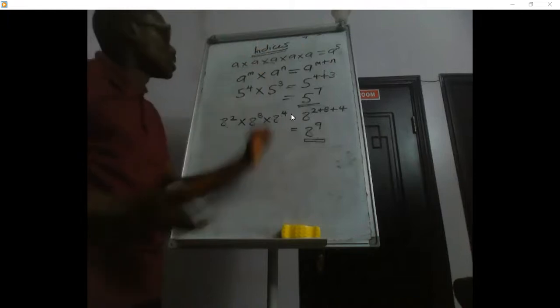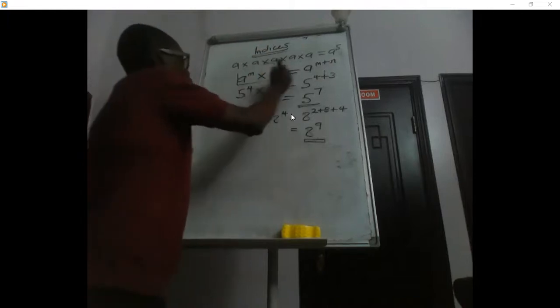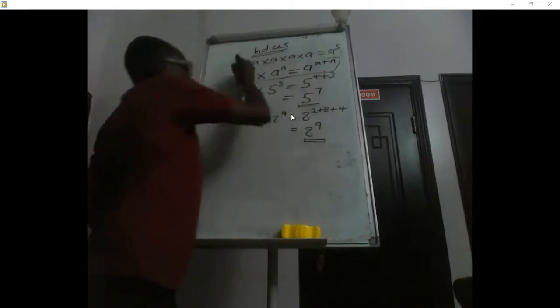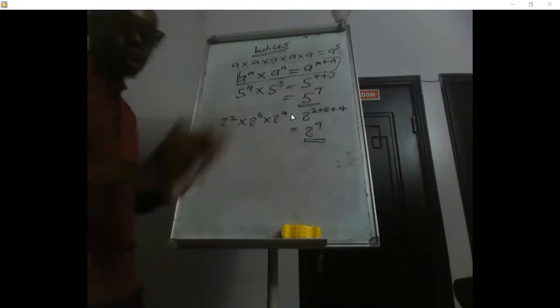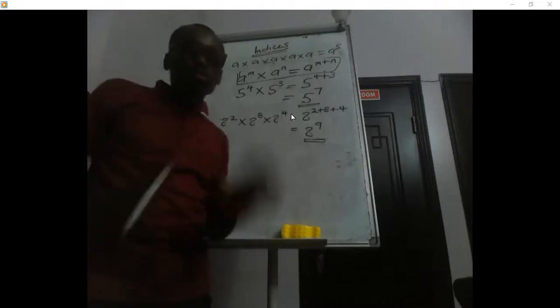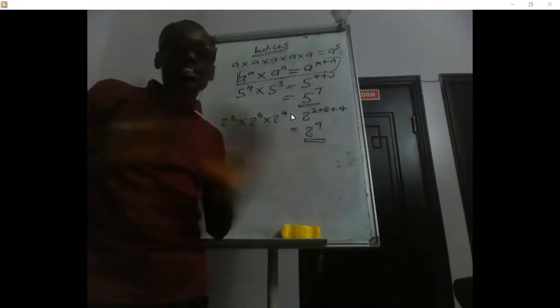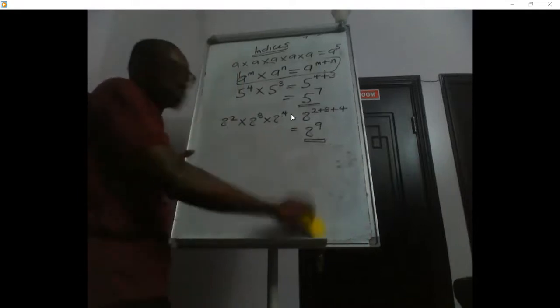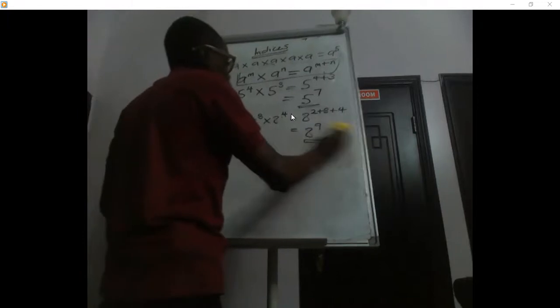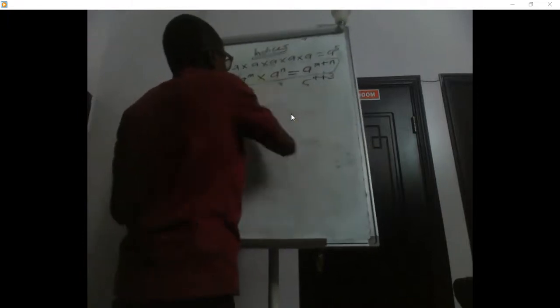So this is rule 1 or law 1. This is the first law of indices. This is called the multiplication rule or the multiplication law. So now we're going to move to rule 2 or law 2, which is the division law. So I'm going to rub this off. I hope it's clear. I believe it's clear. Okay.